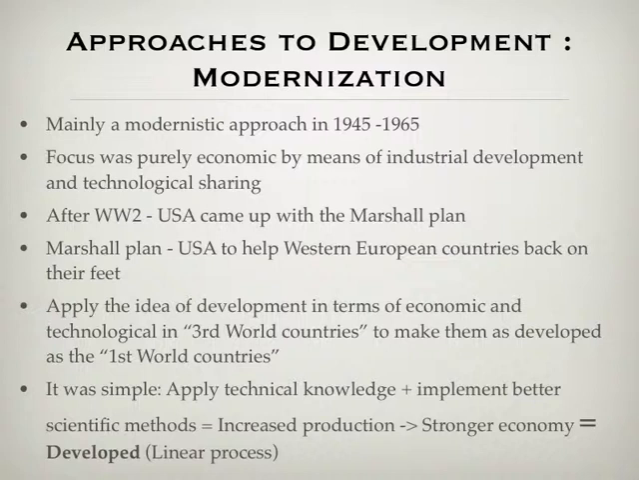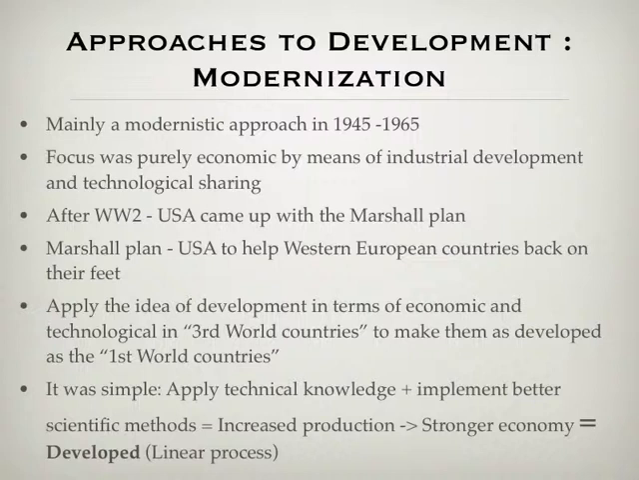Okay, so modernization, or the modernistic approach to development, had been followed between 1945 and 1965. The focus here was plainly on economic and industrial development, and this happened mostly after World War II. So what happened is the United States developed their Marshall Plan, and they implemented it in Western European countries to assist them to recover after the war. So they thought that it had worked so well in the Western European countries that they thought, let's use this model of the Marshall Plan and implement it in third world countries to ensure development and to ensure them becoming as developed as the first world countries.